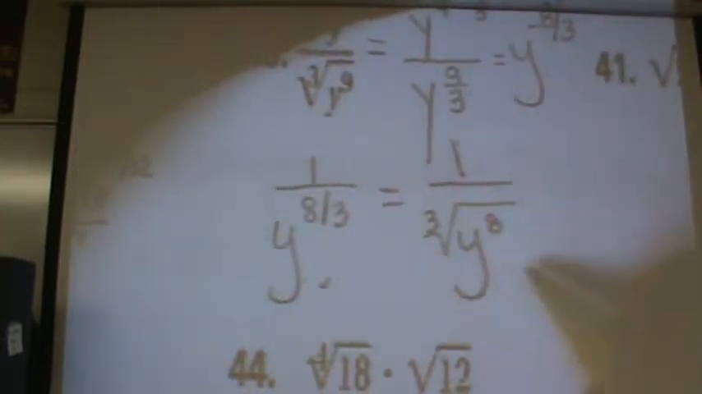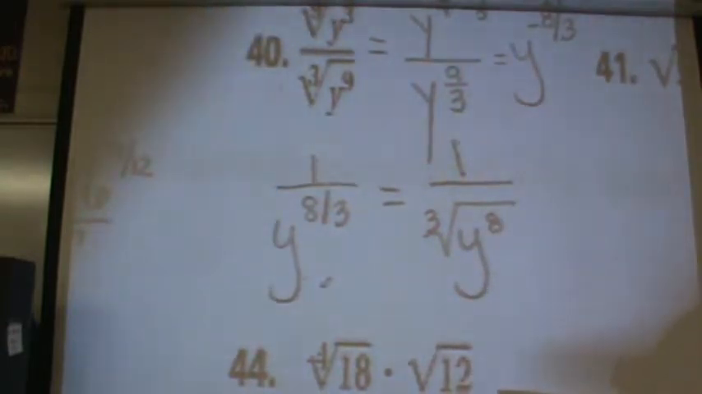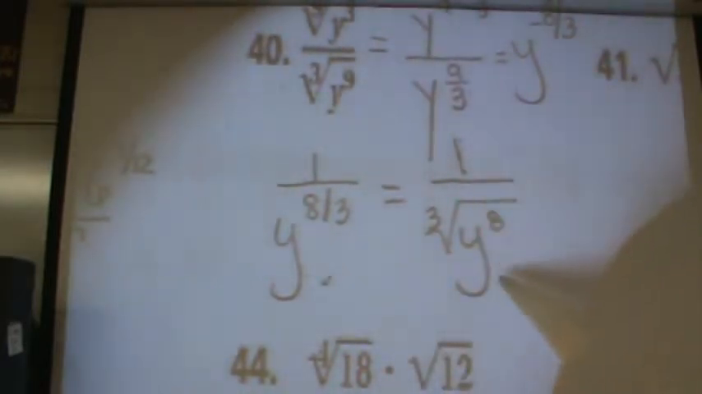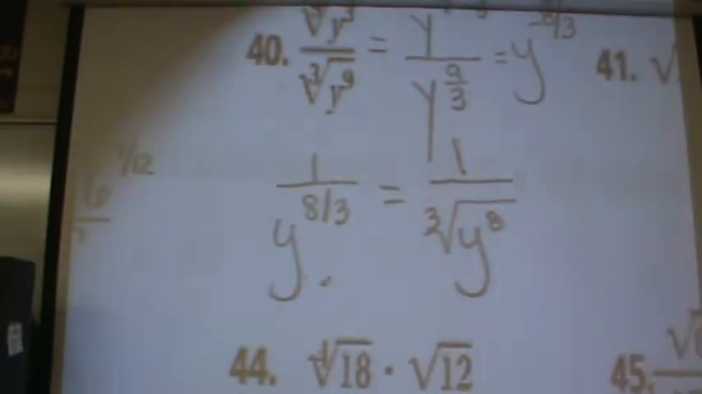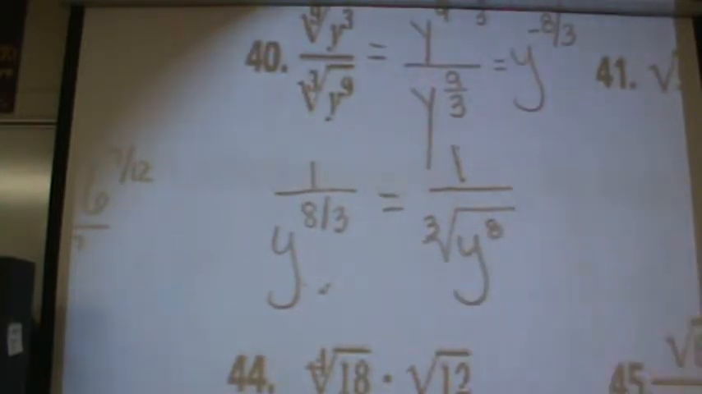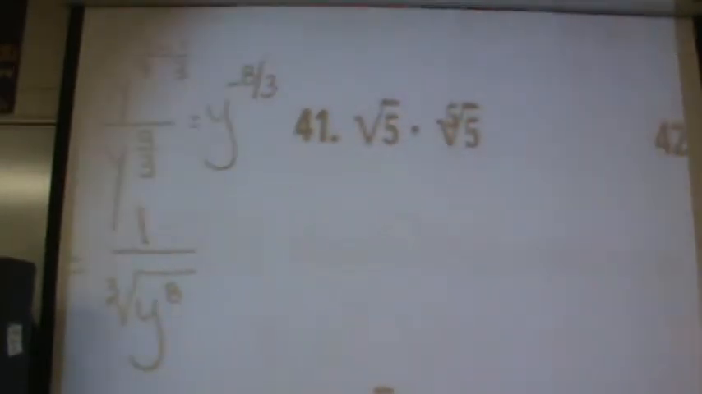Now, you actually could do more to this problem, but we're gonna just leave it like this. You can rationalize the denominator and simplify. You've got how many y's do you have here? You have 8. So you could take 2 sets of 3 of the y's out, and there's 2 left over. Okay, number 41.